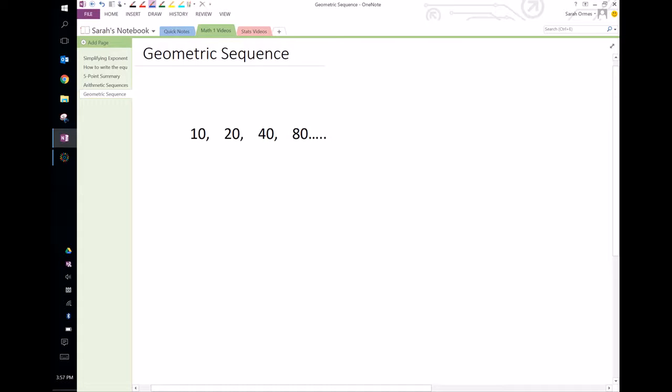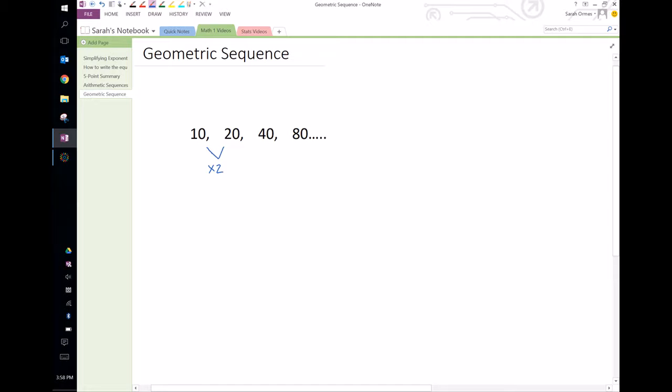In this video, we're going to look at a geometric sequence. And again, this time we will write the explicit equation and the recursive equation. So the first thing we always need to do when we look at a sequence is determine how it's changing. So when I look at the sequence below, I can tell that this is multiplying by 2.